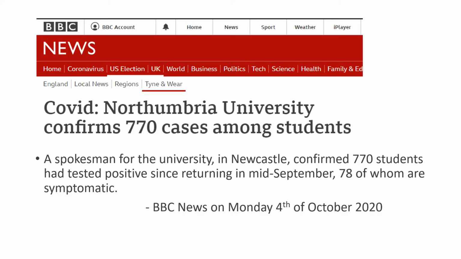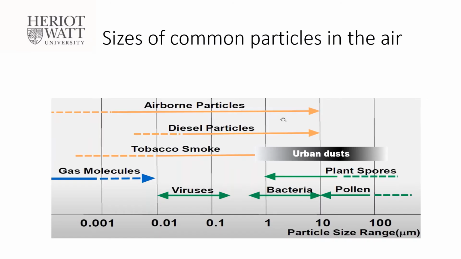Recently, we also found that although more than 700 cases tested positive, only 10% displayed symptoms. So all this evidence suggests someone who looks healthy can be carrying coronavirus and can pass it to someone else as well. Now let's look at the physics of these particles.